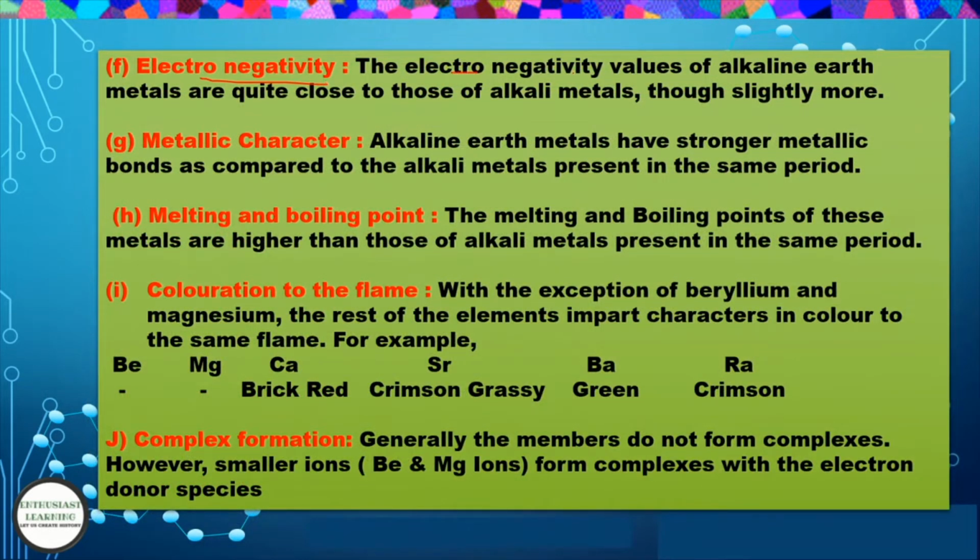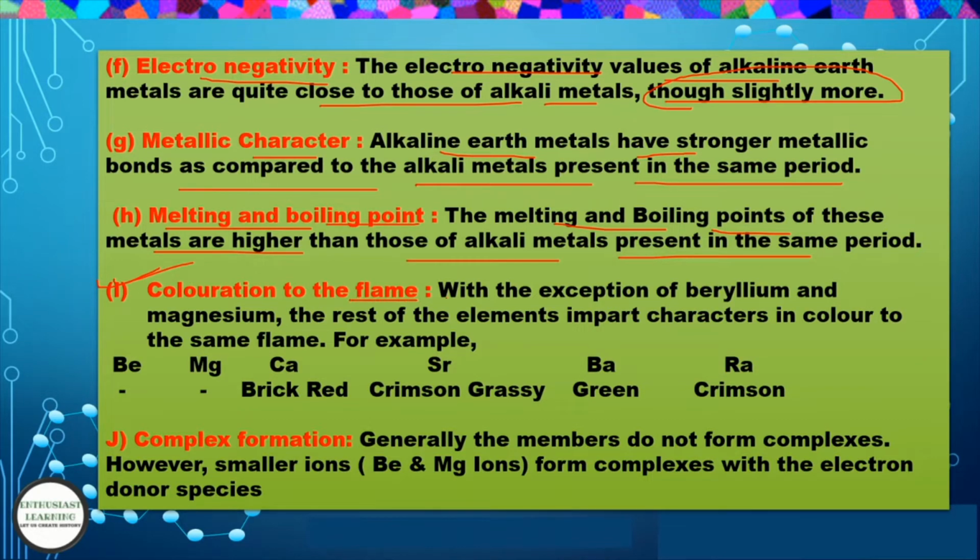Electronegativity. The electronegativity values of the alkaline earth metals are quite close to those of alkali metals, though slightly more. Metallic character. Alkaline earth metals have stronger metallic bonds as compared to the alkali metals present in the same period. Melting and boiling point. The melting and boiling points of these metals are higher than those of alkali metals present in the same period.